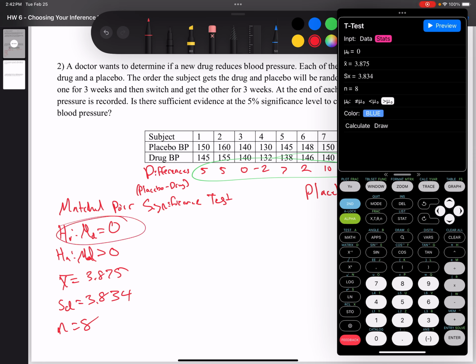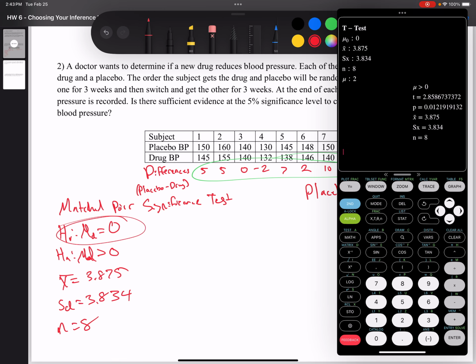Then our X bar is 3.875. Our standard deviation is 3.834. Our N is 8, and then we're calculating this test to be a greater than, because our alternative is that we're greater than 0. All right, and then we hit calculate, and it's going to give us some information.